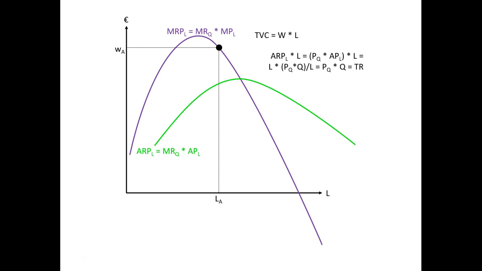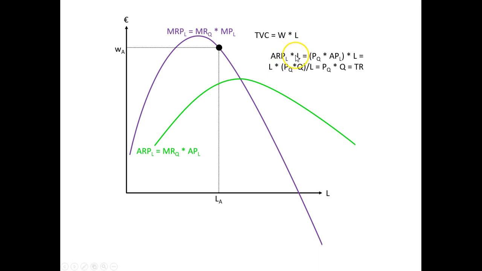Average revenue product is defined. In this case, I made the assumption that we are selling the good Q in a perfect competition market. So they are price takers in the Q market, facing a given market price, PQ. Therefore, we get PQ times the average product. That's the definition of the average revenue product.